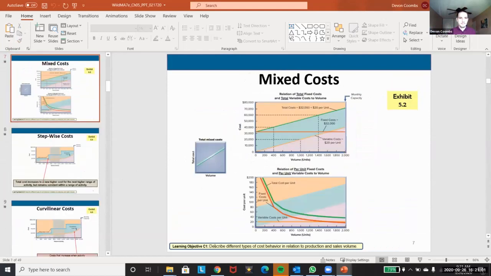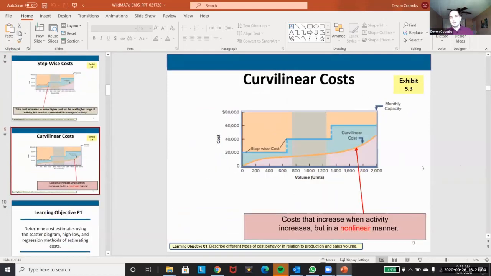And then we have our curvilinear costs, where these costs increase when activity increases, but in a non-linear manner. Again, the stepwise cost is where it's very clear we're making a new hiring decision or a new purchase decision and increasing our costs. But these curvilinear costs don't really seem like a variable cost, and they don't seem like a step cost. I'm not expecting to test you on any questions related to curvilinear costs, but it's important to know that costs don't always behave in the ways that we talked about previously.